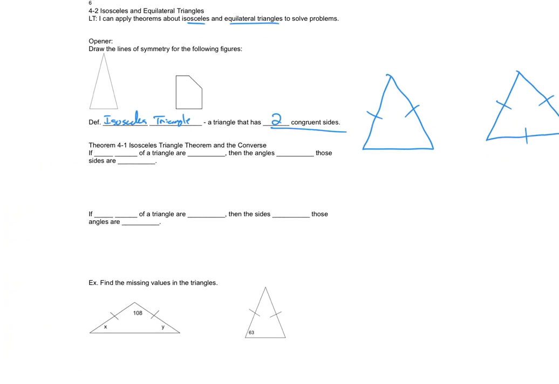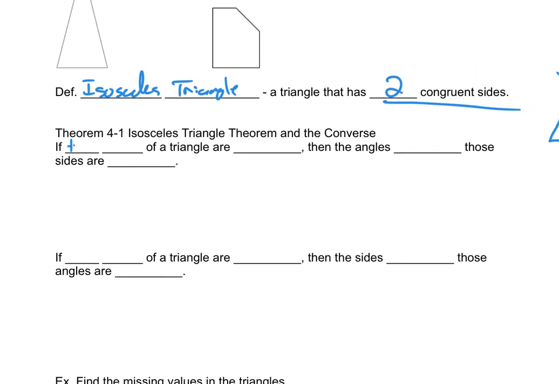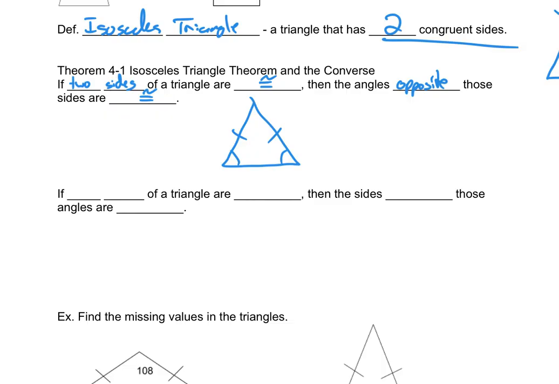So theorem 4-1: if two sides of a triangle are congruent, then the angles opposite those sides are congruent. Okay? So here are the two sides of our triangle. If these two sides are congruent, then these base angles are congruent. That's what we'll call the base angles.